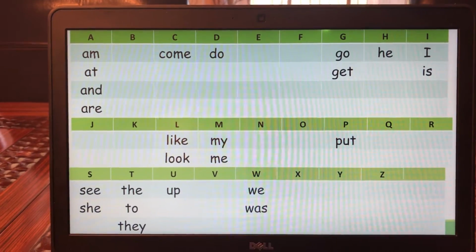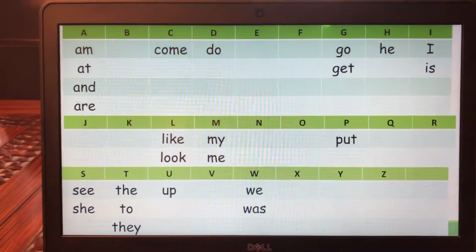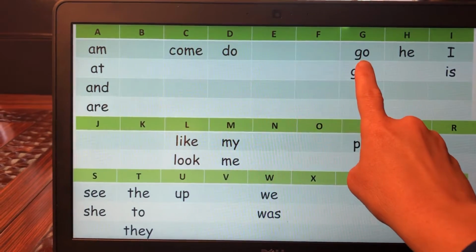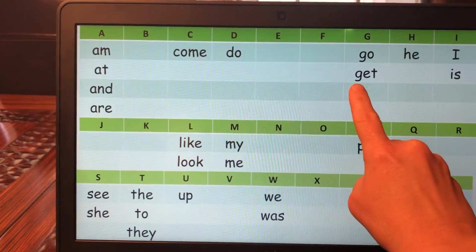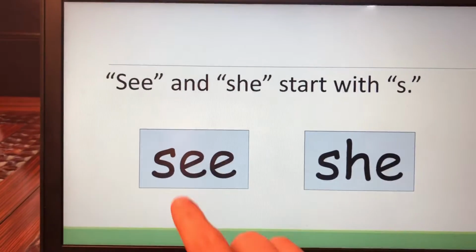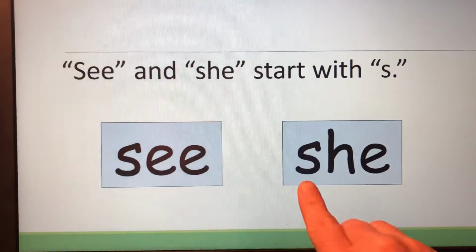Now, can you find the words that start with the letter G? There you go. That's the word go. Go and get. So we already answered the questions. The two words that start with the S sound are see and she.